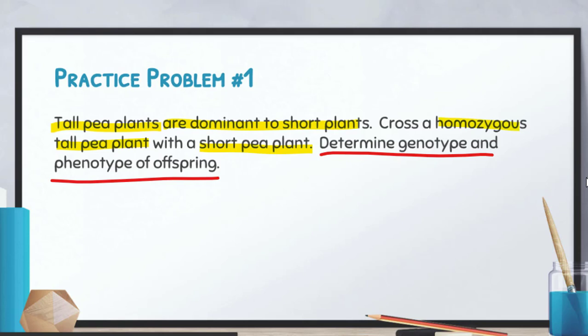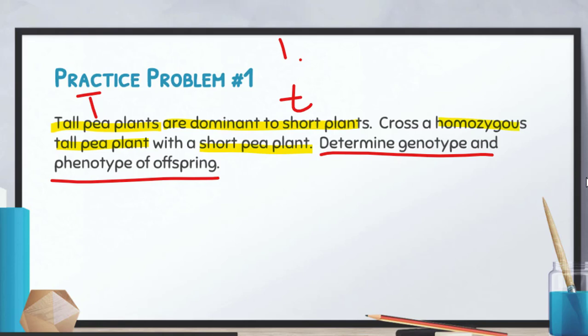All right, so let's work through this together. Step number 1 is to pick a letter to assign each allele. You're always going to be given information like this in the problem. So tall are dominant to short. Dominant alleles are always represented by a capital letter, and recessive alleles will always be represented by a lowercase letter. So tall pea plants, we'll just use capital T for that, are dominant to short plants, lowercase t. All right, we're off to a good start.